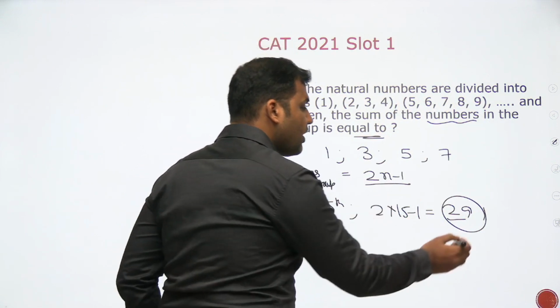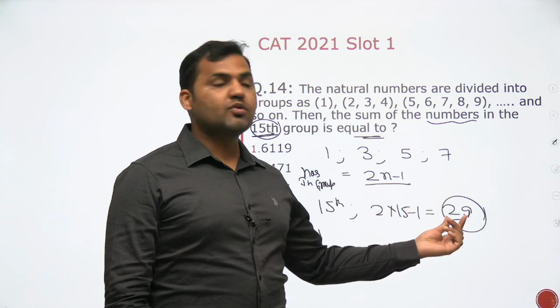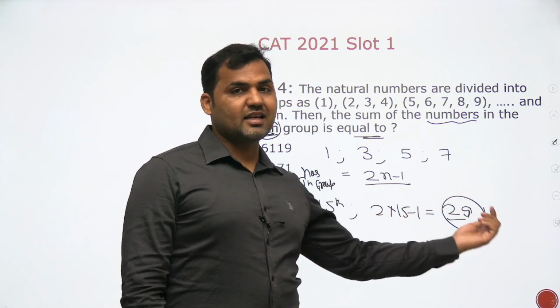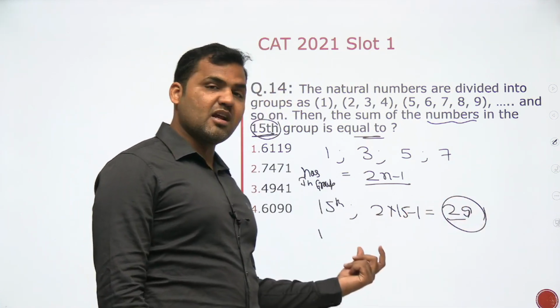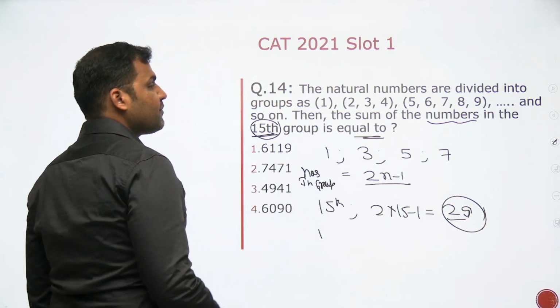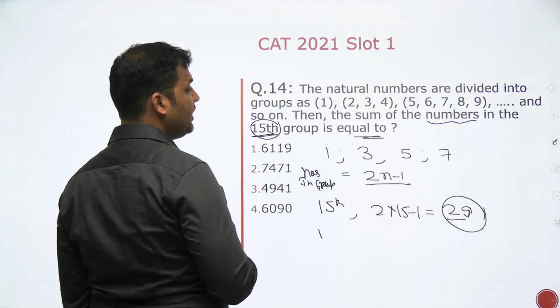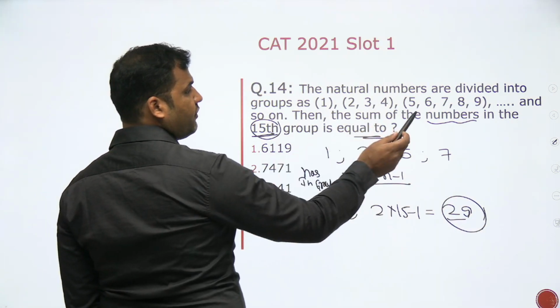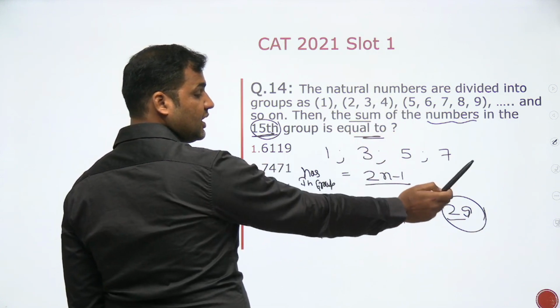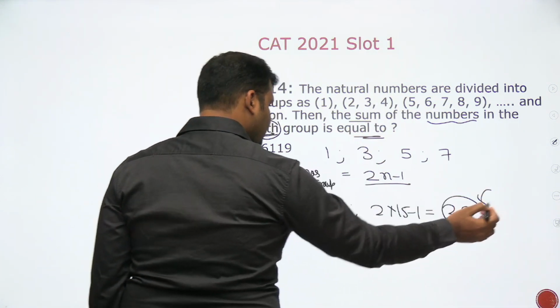All I need to do now is to find out which number the 15th group's numbers will start from and which number they will end at. Where would that number start from and where would it end, right? Now look at it, guys. Observe the numbers carefully. If I'm supposed to find the summation of all the numbers, all I need is the first number and the last number, because I have the total count of numbers.